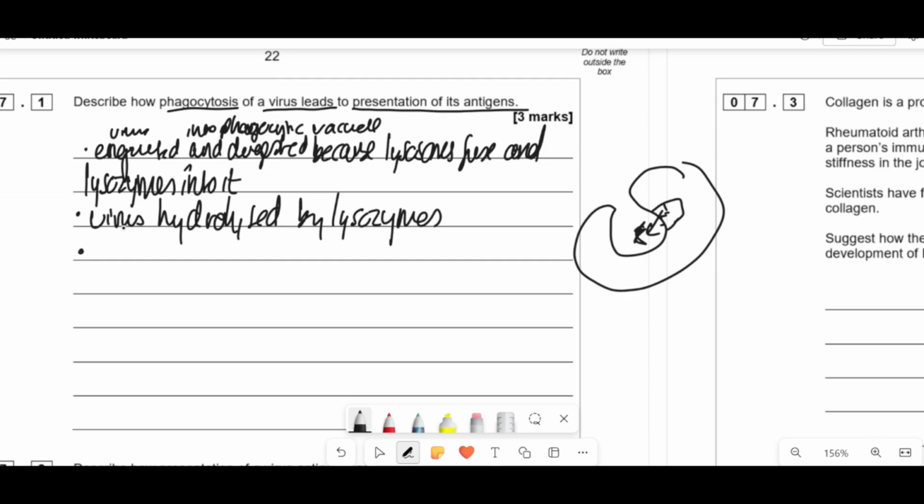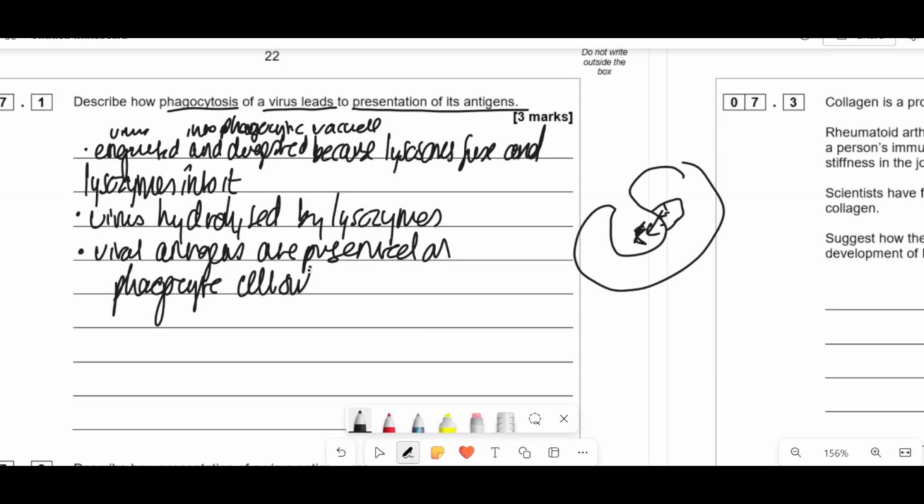So then it's telling you the antigen's presentation. The only thing that stimulates an immune response is an antigen. Anti, attack against, gen, potential to generate. Like pathogen, pathos, disease, gen, potential to generate. So here, what's happening is that the viral antigens are presented on the phagocyte cell surface membrane. That's it, you don't have to talk about anything else.